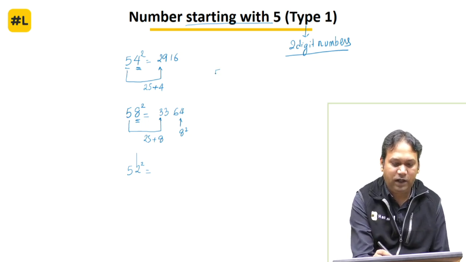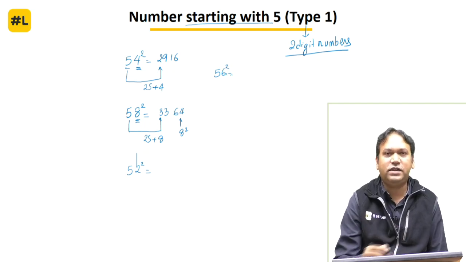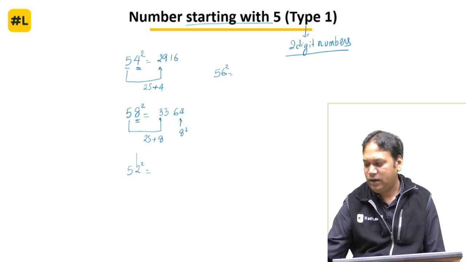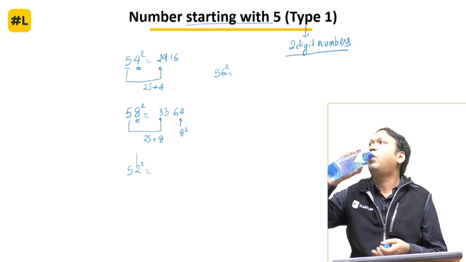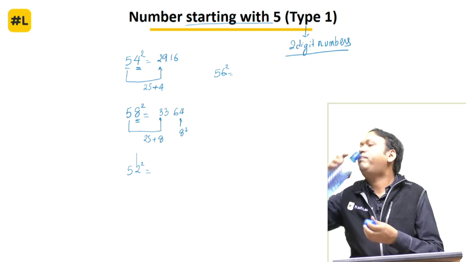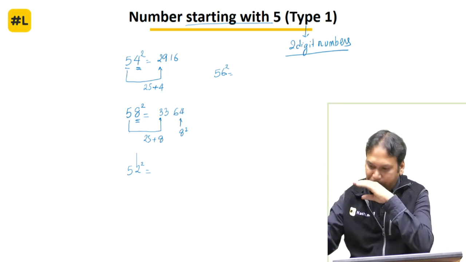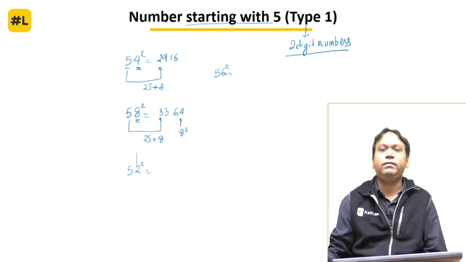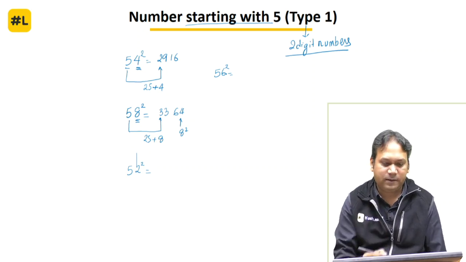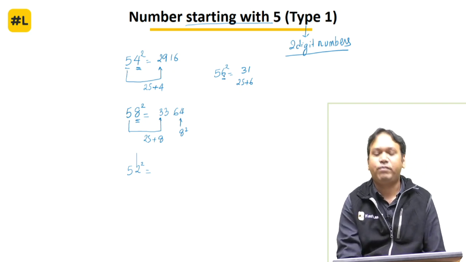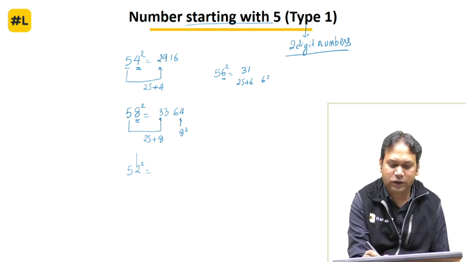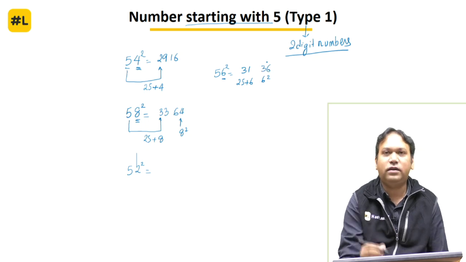You can understand that. Now tell me, calculate and tell me the answer for 56 square, and then I will come to 52 square. First do it. 56 square, what will be the answer? How many seconds you will take for finding out 56 square? So what is the square of 56? 25 plus 6, 31. Why plus 6? Because 6 is the number on the right hand side. And what is 6 square? 6 square is 36, 3136, right?